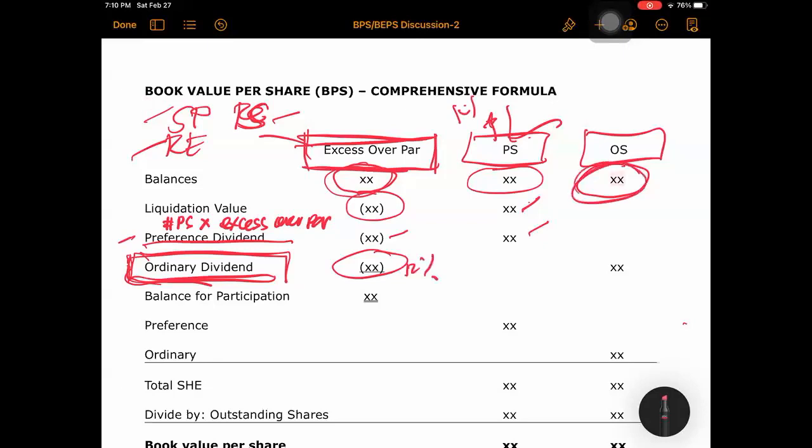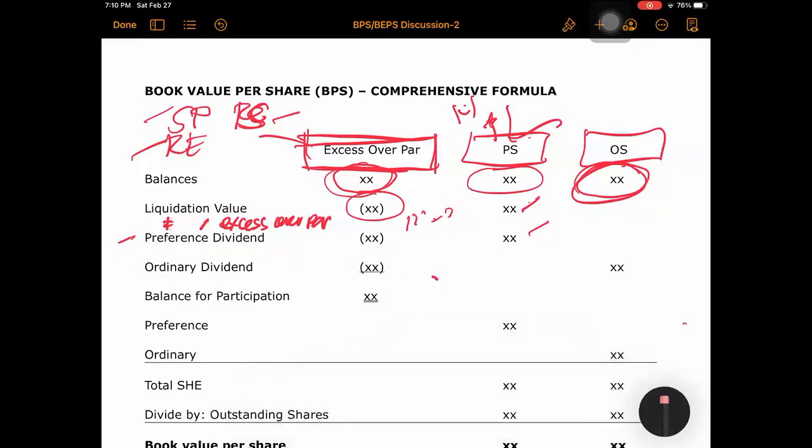How much is the ordinary share capital? Okay, so just multiply by the percentage of the preference share. As for the preference dividend, let's say it is 12% times the preference share, depending on whether it is cumulative or non-cumulative.